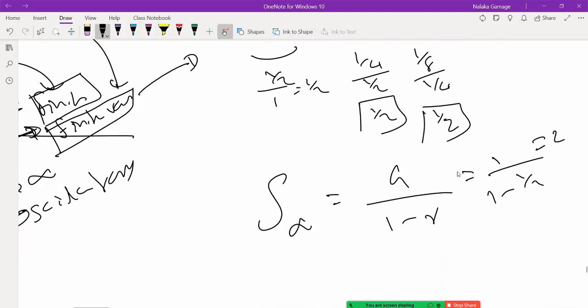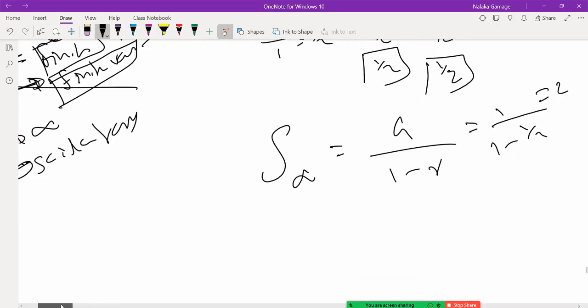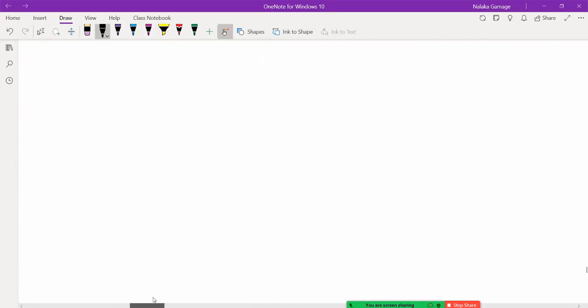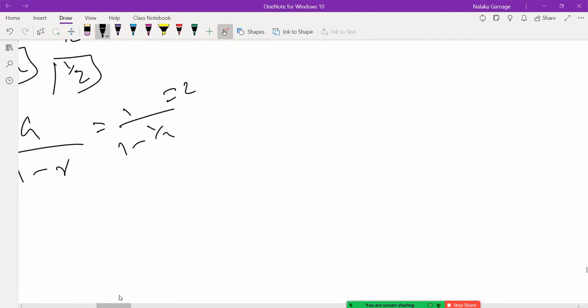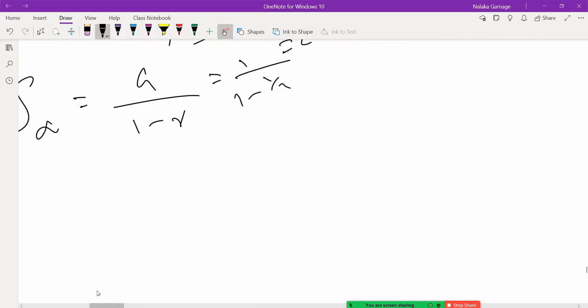Of course there are so many divergent series. Most series are actually divergent. One example is any geometric series where R is not between -1 and +1. Other than that, even a series like 1 plus 1 plus 1 plus 1 plus 1 is a divergent series.